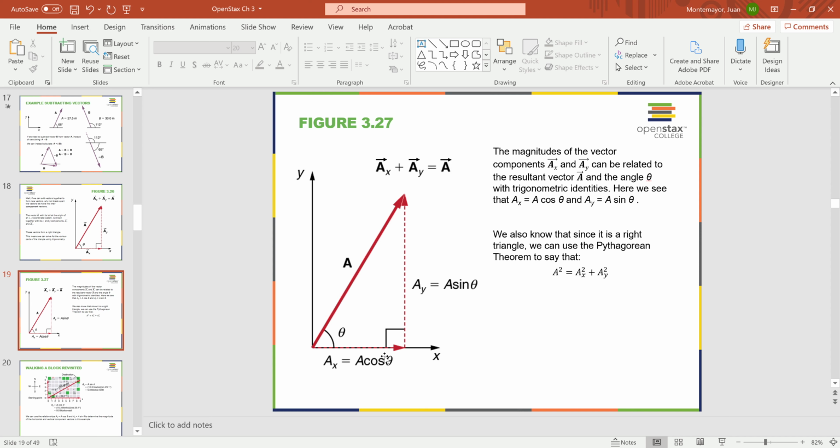So we have our A. We're going to do A cosine, which is a trig identity, times your theta. And that'll give you your X component. Same thing with your Y. A sine theta. That'll give you your Y component. And these are all still related by AX squared plus AY squared equals A squared, which is your Pythagorean theorem. C squared here equals A squared plus B squared, right? Now we're just using the terminology in terms of vectors here.